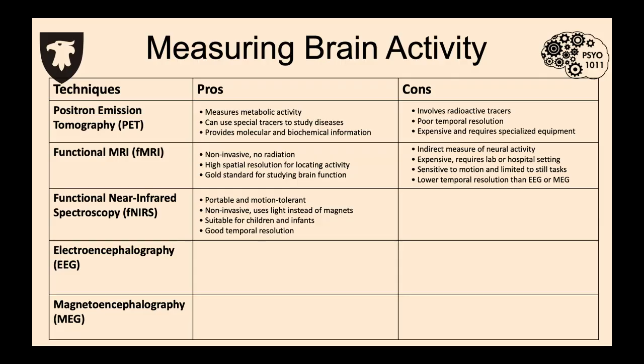So what are the issues with this one? Well, you have limited spatial resolution because the problem with this is that the lights can only go deep enough. So you can't measure deep brain structures. If you wanted to answer something about the activity of the amygdala or the hippocampus or something like that, fNIRS won't be your option because it can't go that deep. So essentially you're limited to stuff on the surface of the cortex.